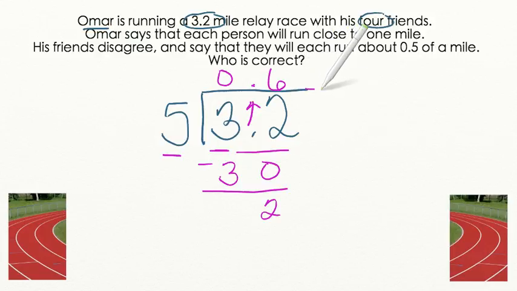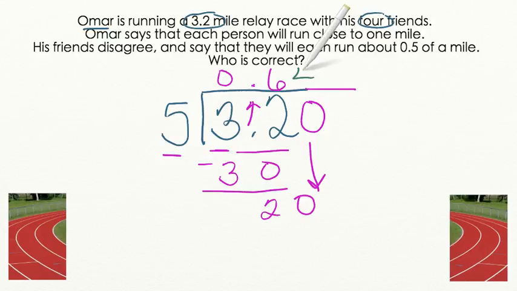So we need to go over one more place value, put a 0 into the hundredths place, and bring down our 0. 5 can go into 20 4 whole times. 5 times 4 equals 20, and when we subtract out, that gives us a remainder of 0. So that means that each friend was able to run 64 hundredths of a mile.